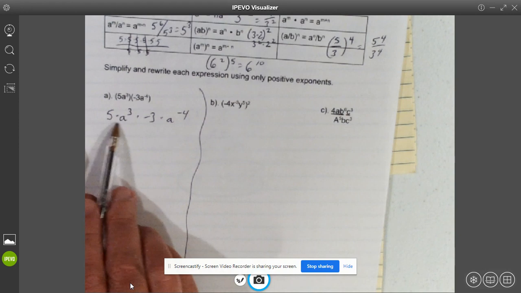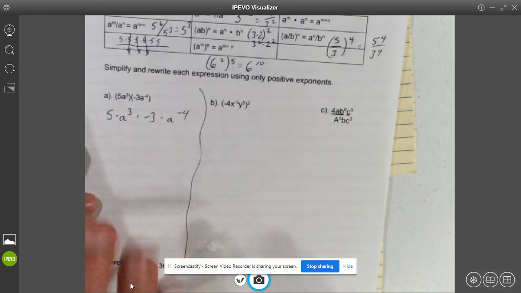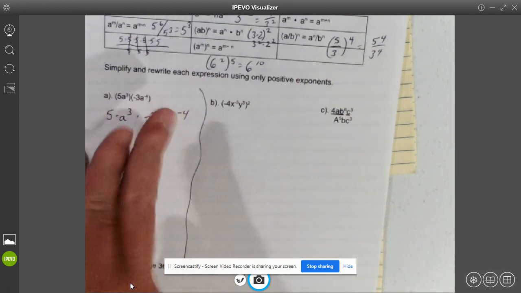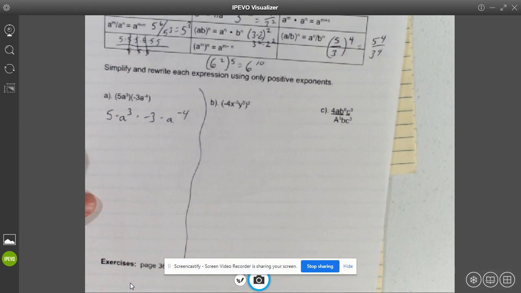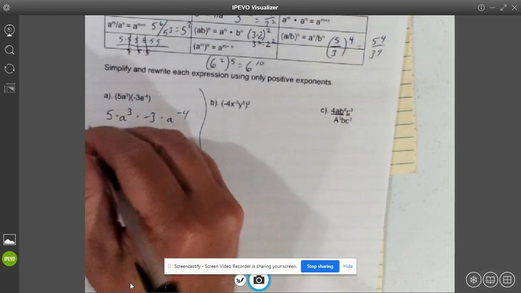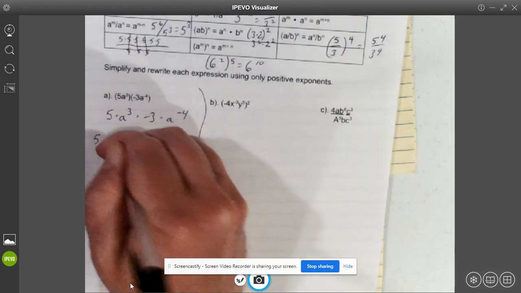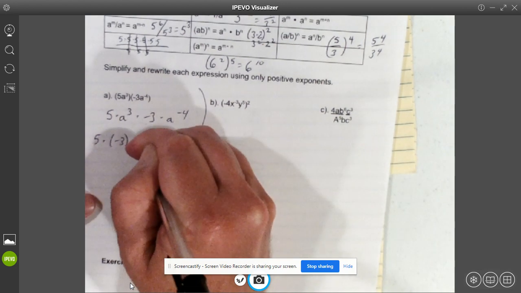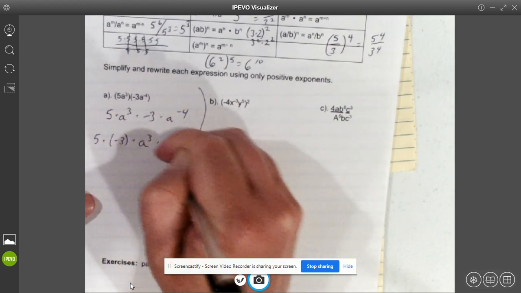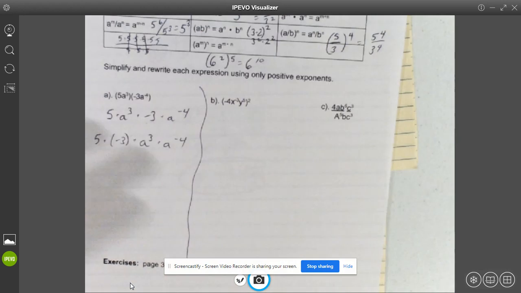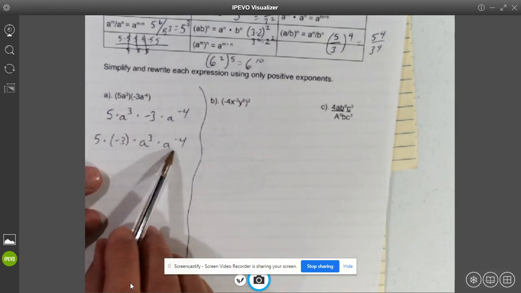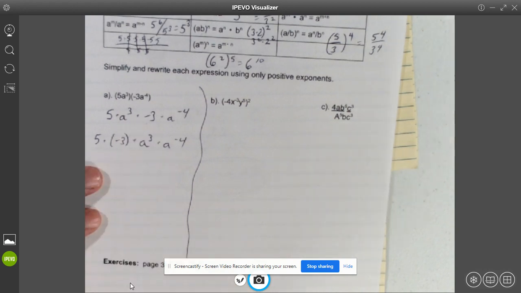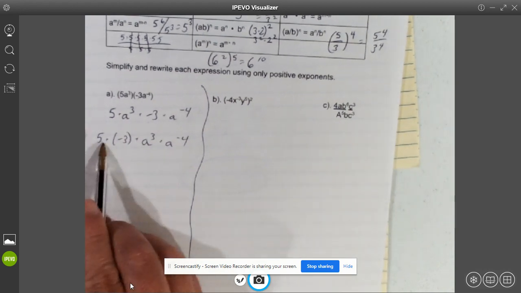And now, since I see that this is all multiplication, I can use the commutative property, and I can multiply in whatever order I want. So I can multiply 5 by negative 3, and then I can multiply a to the third times a to the negative fourth. I'm just changing the order here because that's what the commutative property says, and the commutative property holds for multiplication. And now I can do what I can do.